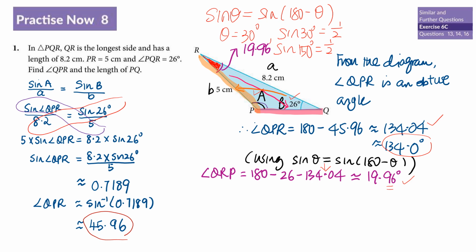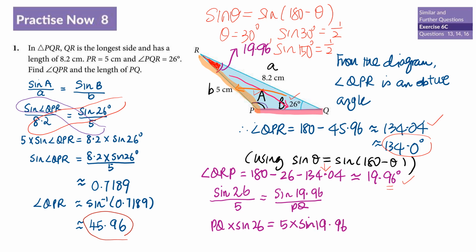So it's kind of easier to use an exact value than an estimated value, right? You don't need to put the decimal point, whatever. You see, it's just 26. Okay, so write down the formula. So that will be sine 26 over 5 equals to sine 19.96 over PQ. So we do the cross multiply again. Divide both sides by sine 26. And basically just use your calculator to work it out. And you will have PQ to be 3.96. All right, so the value of PQ is 3.96.